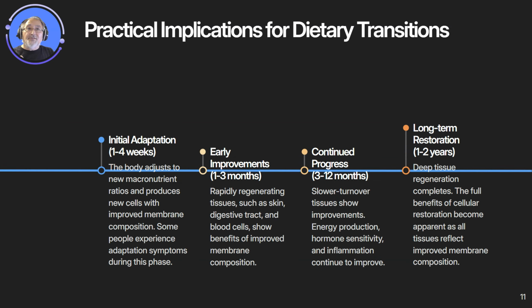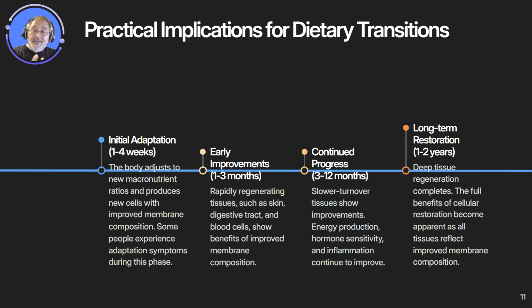Practical implications for dietary transitions. Understanding the biological timeline of cellular restoration helps set realistic expectations when transitioning to a carnivore or a ketogenic diet. Initial adaptation, 1 to 4 weeks. The body adjusts to new macronutrient ratios and produces new cells with improved membrane composition. Some people experience adaptation symptoms during this phase, especially if they go a little too quickly.